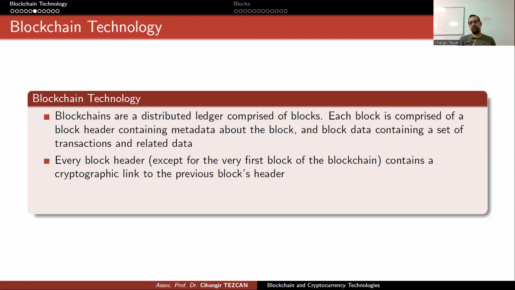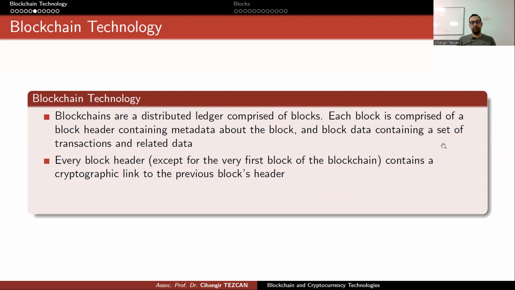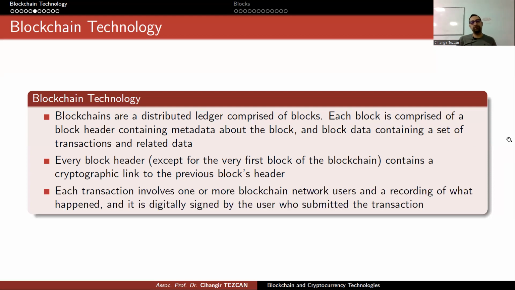So here we create this link by hash functions, right? Miners, in the case of Bitcoin, obtain a hash value which is related to that block's data. So in the next block, you write the answer to this mining problem. This is what links the blocks in Bitcoin. But of course, you don't have to have a miner in every blockchain. Each transaction involves one or more blockchain network users and a recording of what happened, and it is digitally signed by the user who submitted the transaction.